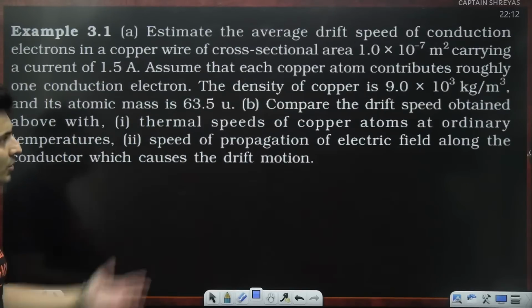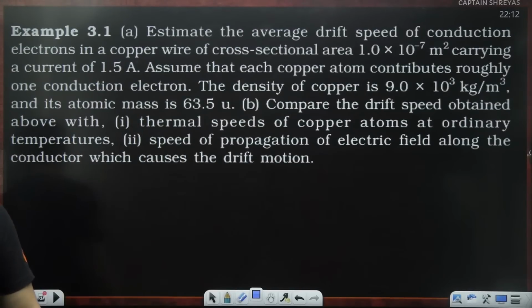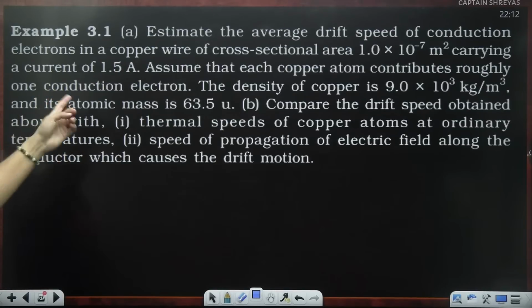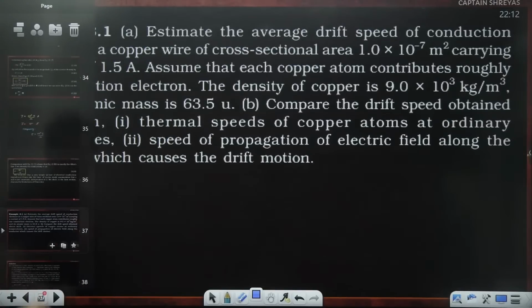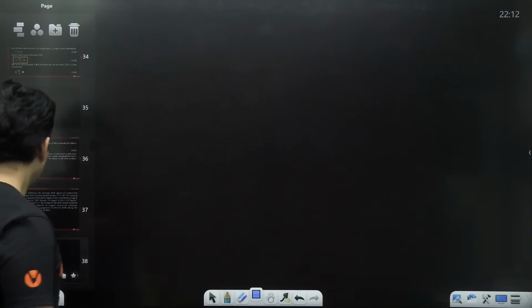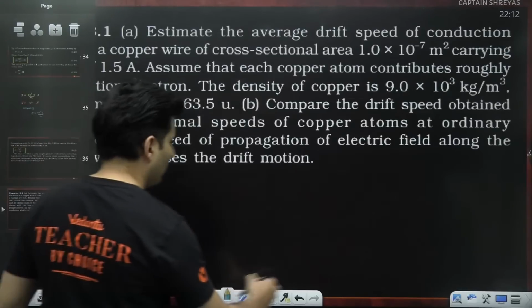Okay, there is a question over here. Now, how to solve this question? I will definitely help you out with it. They say that there is a wire of some cross section, some current, and each atom contributes 1 electron. Density is also given, atomic mass is also given. Compare the drift speed, thermal speed, and speed of propagation of the electric field. Okay, fine. Now see guys, over here what all values are given to me.